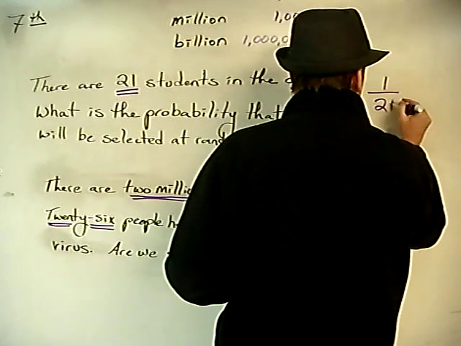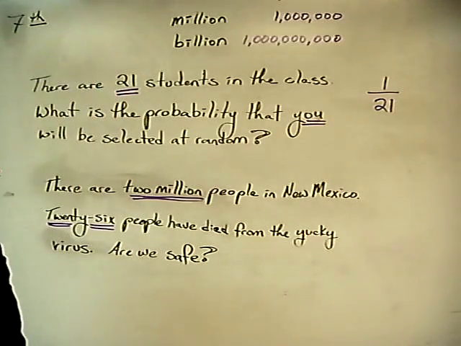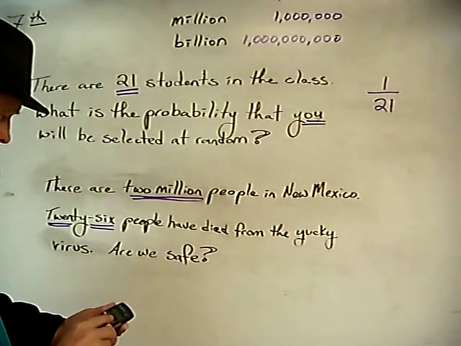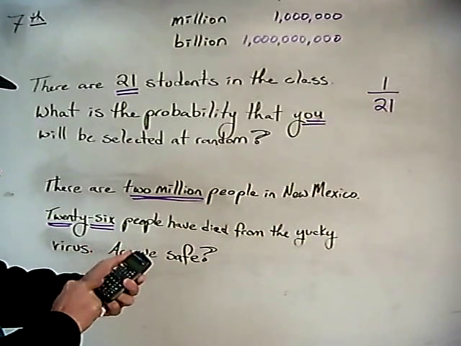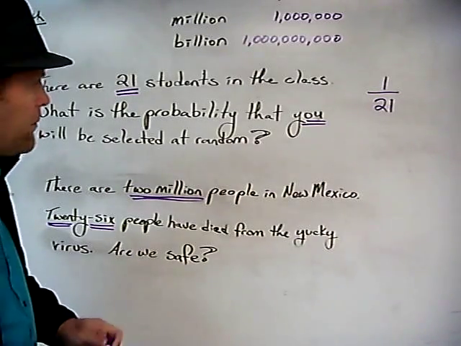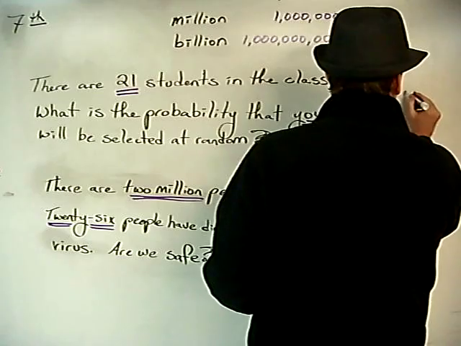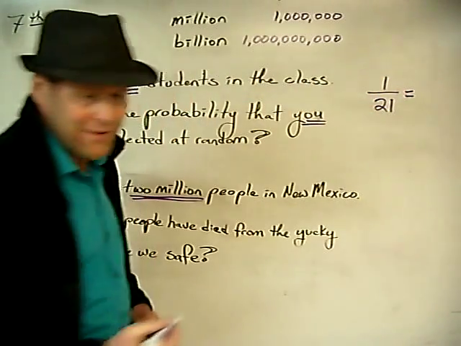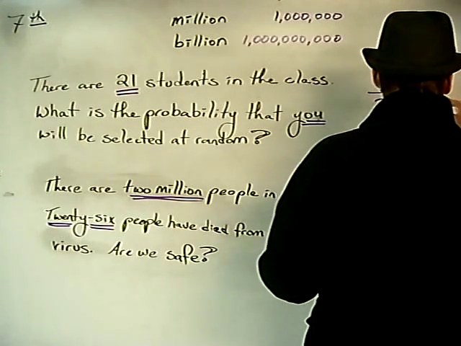21 students. So if we were to put that into the calculator and divide, we would have something that's going to look like this. 1 divided by 21. And then we're going to get our answer. Now remember, when we look at this answer, we're going to have to shift the decimal places just a little bit. So right up here I have 0.0476.